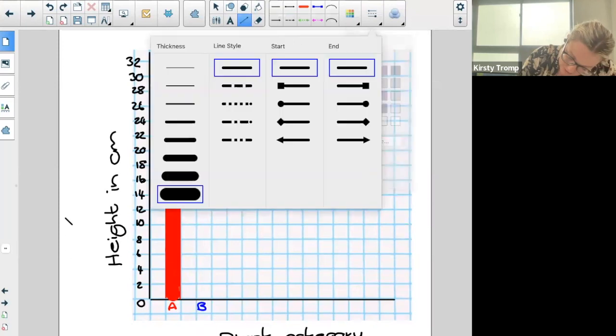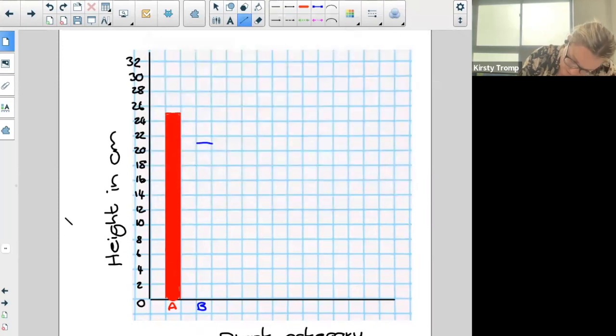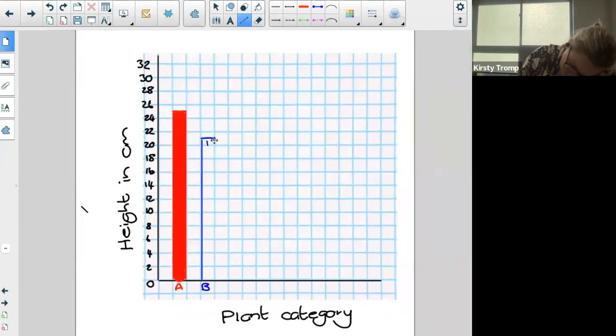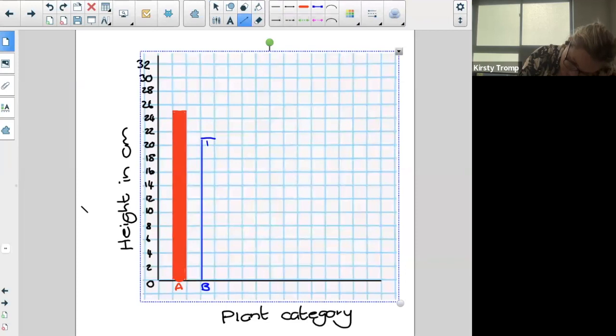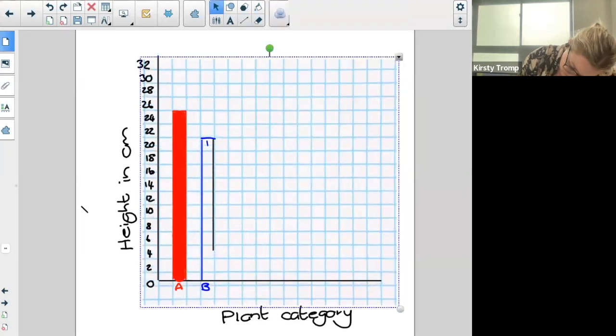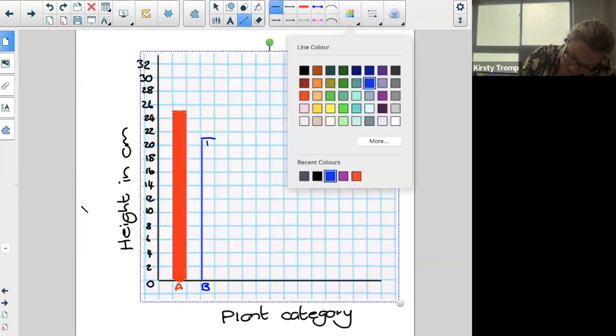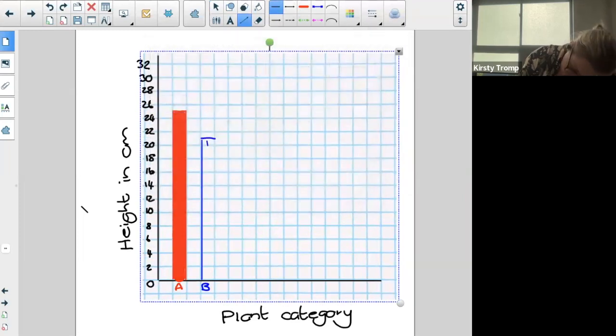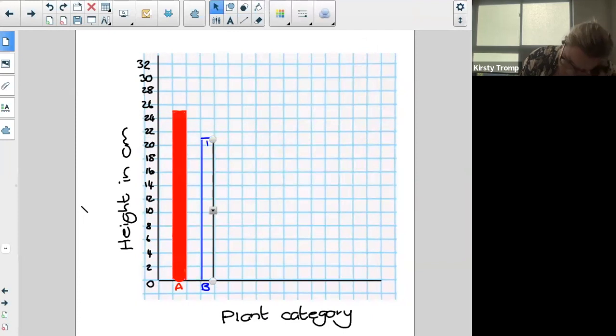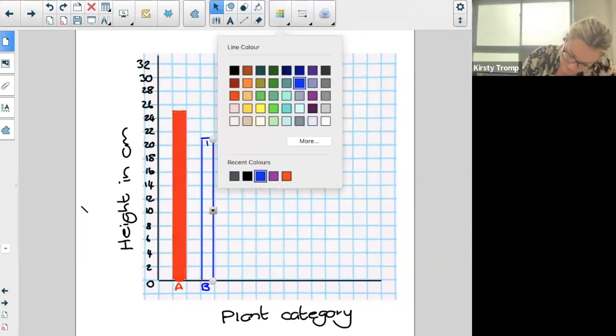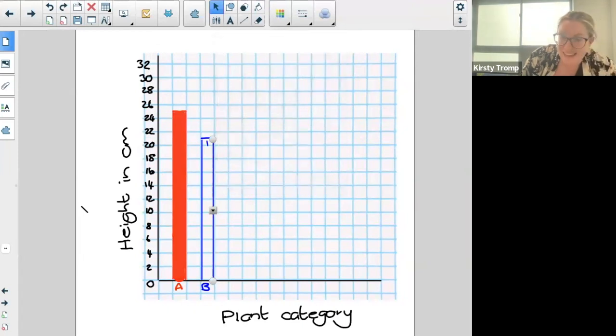Okay, I'm going to go blue now. And I'm going to go fill in my 21. So there is my B. Oh, my goodness. The graph keeps moving. Sorry, guys. There was my B there. Okay, and you can color that in if you want to.